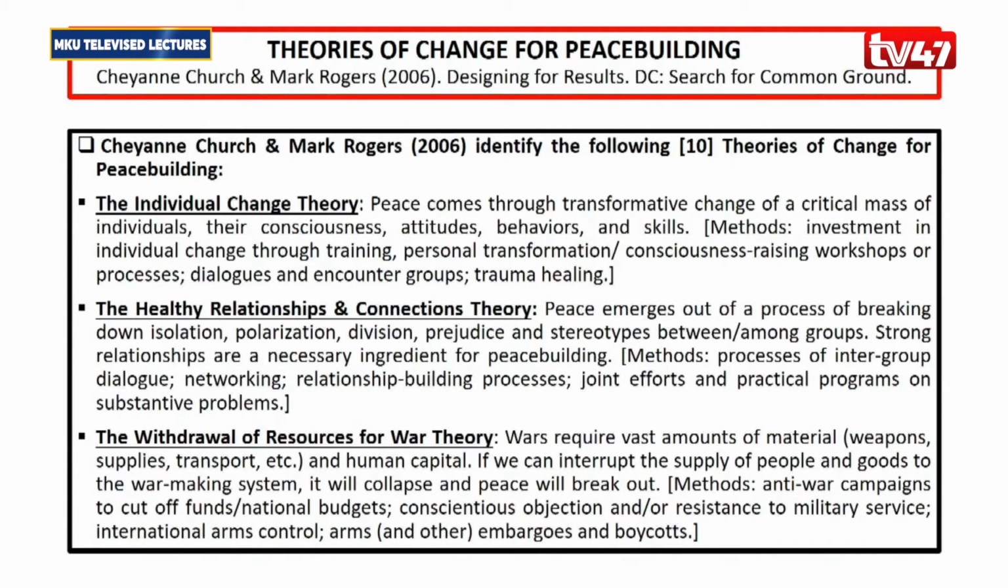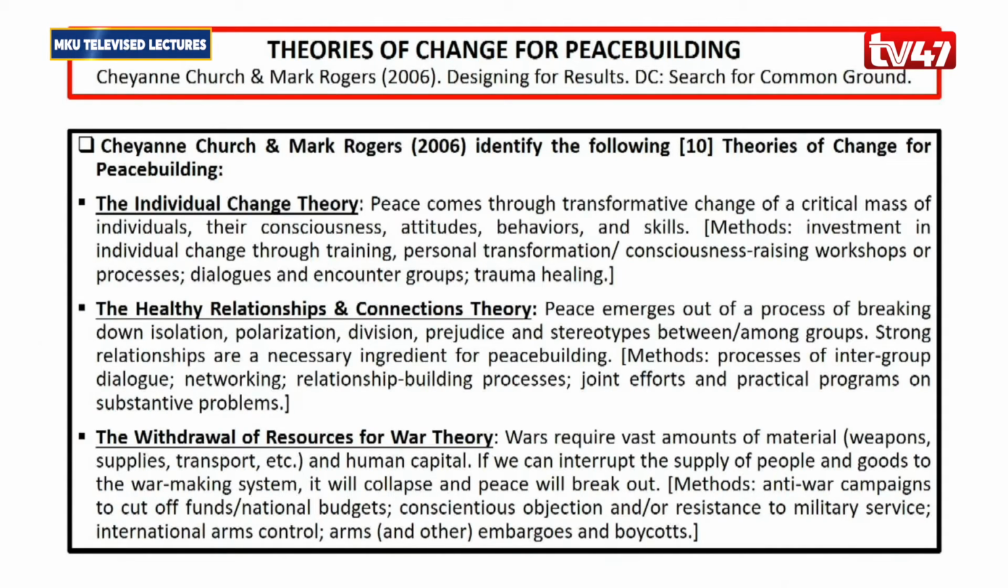workshops, dialogues, etc. And the second theory is the healthy relationships and connections theory, where you try to build connections. You reconcile people and you build connections between individuals and between groups and between different tribes, most probably, like the BBI thing in Kenya, which is intended to build the bridges. So peace emerges out of a process of breaking down isolation, polarization, division, prejudice, and stereotypes. And we could do that through intergroup dialogue, networking, relationship building, and processes, joint efforts, and practical programs that address substantive problems that are affected by many people.